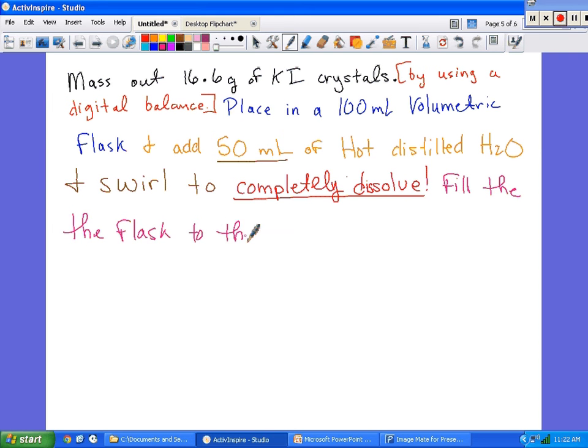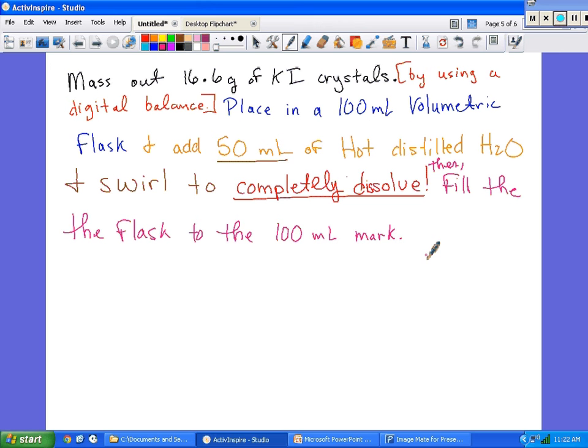Well, you could really say, then fill the flask up to the 100 milliliter mark, and you're done. Again, I promise you're going to see this. I guarantee it. You have to know. You better be able to know how to do this.